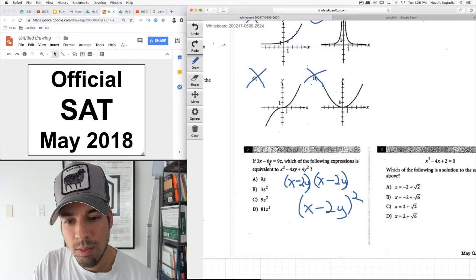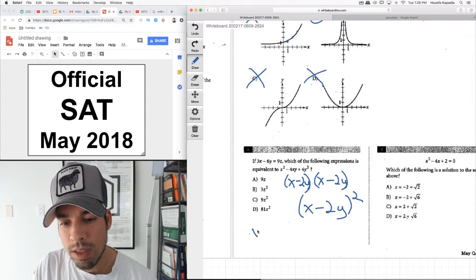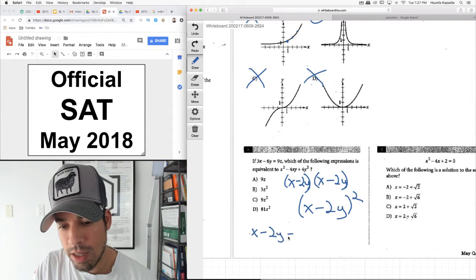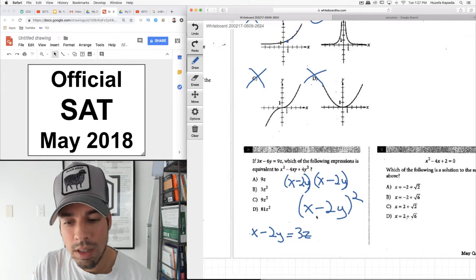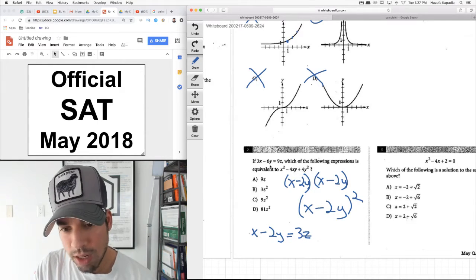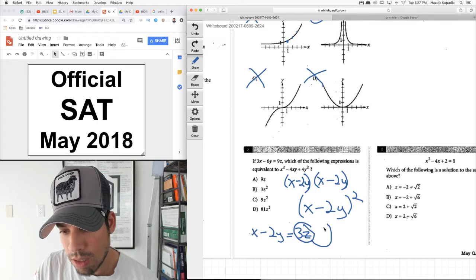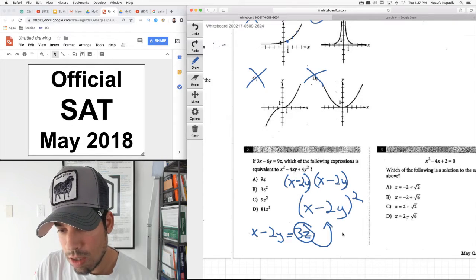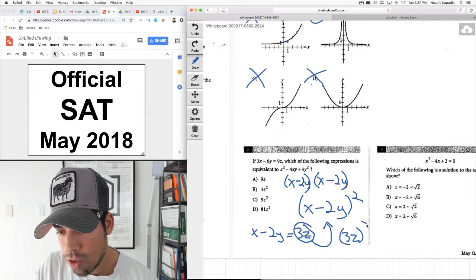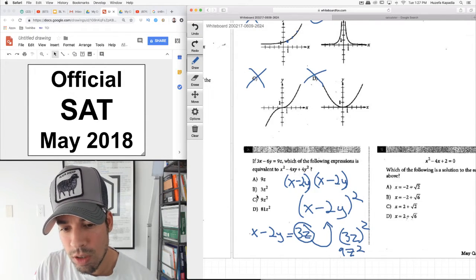I think I get this. Then we're going to factor this 3 out. No, we're going to divide everything by 3 here. Okay, which means that x minus 2y equals 3z. You see that? I literally did not know that this was going to happen, but you kind of just use your factoring and all that, and it'll work out. So if x minus 2y equals 3z, I'm going to take this and plug it in here. And this expression is the same as 3z squared, which becomes 9z squared, which is c.